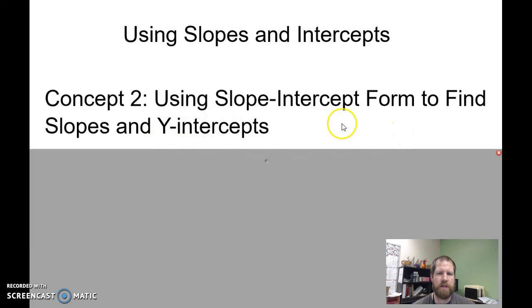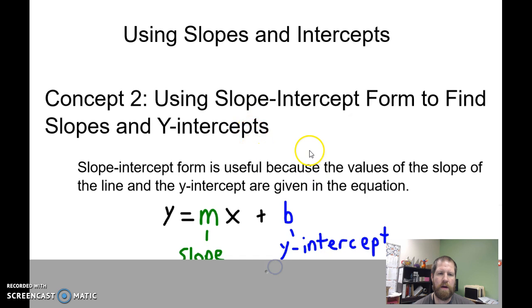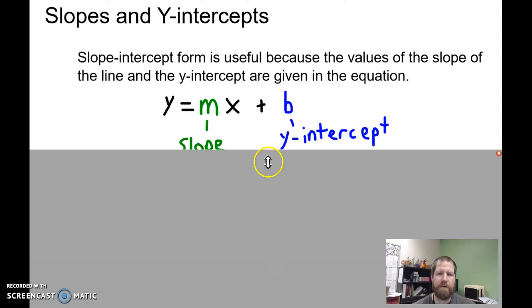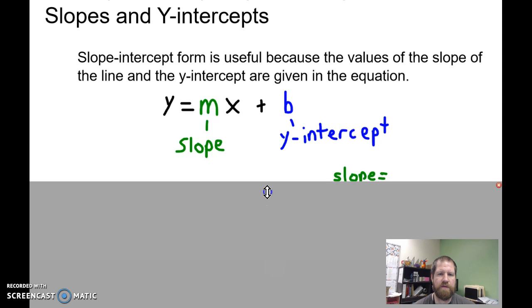Concept 2, using slope-intercept form to find slopes and y-intercepts. All right, so the reason slope-intercept form is so powerful and so useful is it has a lot of information right in the equation, okay? Slope-intercept form is y equals some number, we refer to it as m, that's our slope, times x, plus b, which is our y-intercept.